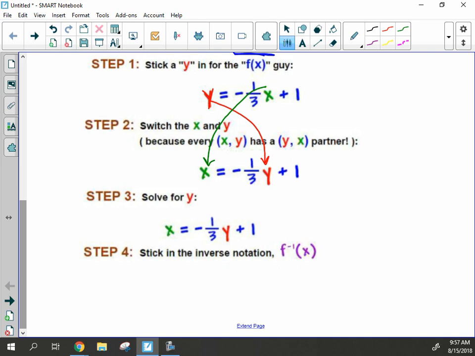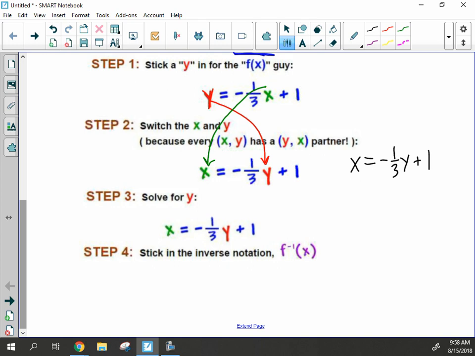So let me copy it over here so I can have some more space. X equals negative 1/3 y plus 1. So basically, our last step is to get the y all by itself again. So to find an inverse, we switch the two letters, and then we solve for y.